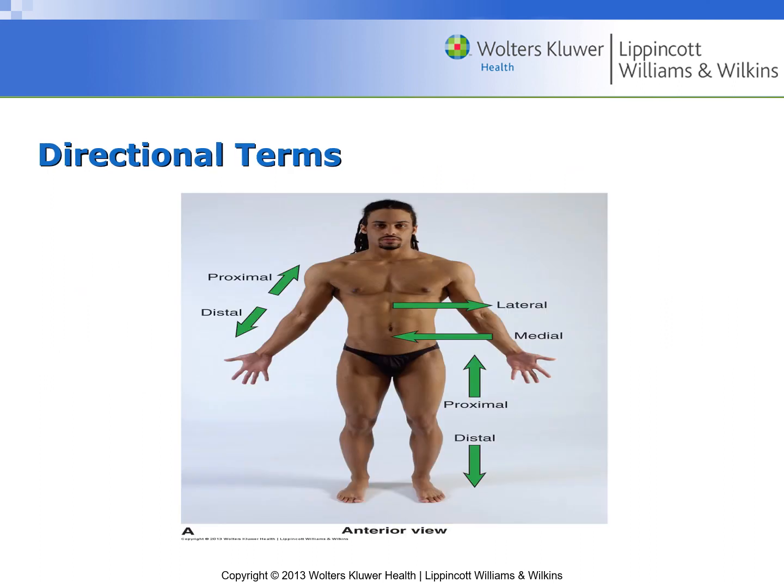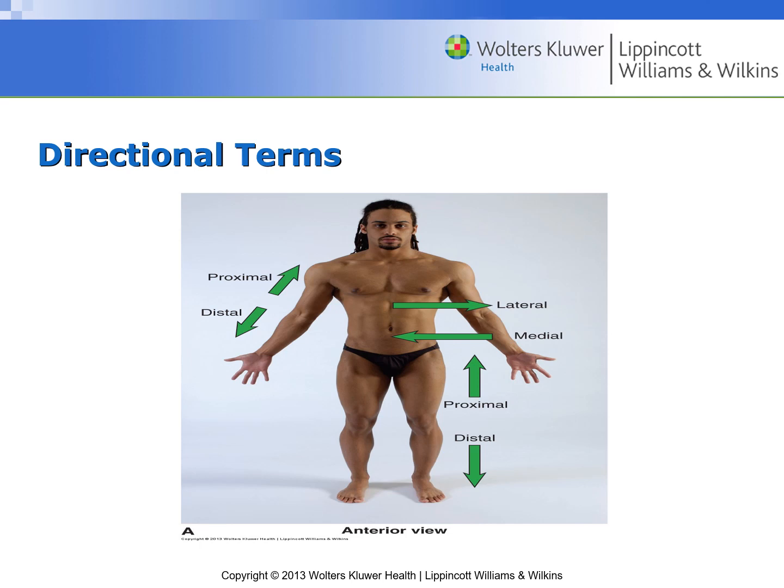Now let's consider the directional terms of proximal and distal as well as lateral and medial. Beginning with proximal and distal, proximal refers to the closest point of attachment to either the shoulder or the hip joint. Distal refers to the farthest point away from those attachments.